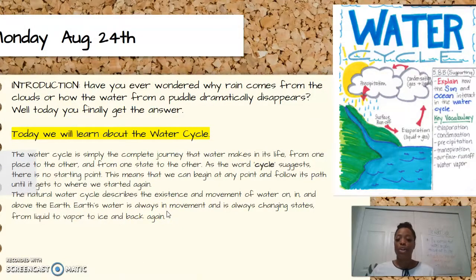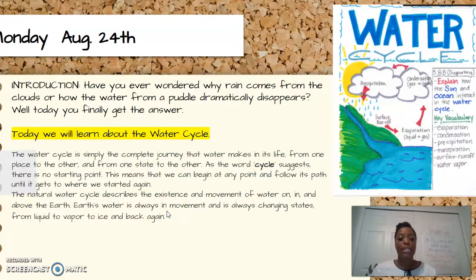Okay. Boys and girls, have you ever wondered why does rain come from the clouds? Or have you ever just seen a puddle of water and then maybe 5 or 10 minutes later that puddle of water dramatically disappears? Guess what, boys and girls? All of that comes from the water cycle. And that's what we're going to start learning today.